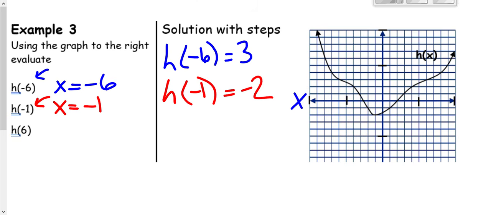Why don't you try the last one? Evaluate h of 6. So this time we want to move to the left or to the right. We're going to go to the right because we're talking about positives. So here's 1, 2, 3, 4, 5, 6. So I'm looking all along that point, and I find it right there. What's the output value there? It's 3.